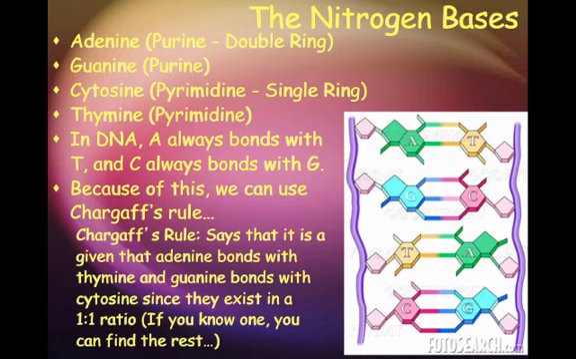And that will work every single time because that ratio is always 1-to-1. For every adenine, you have a thymine. And for every cytosine, you have a guanine. And it was his rules that Watson and Crick used to figure out what bases paired with which other bases.